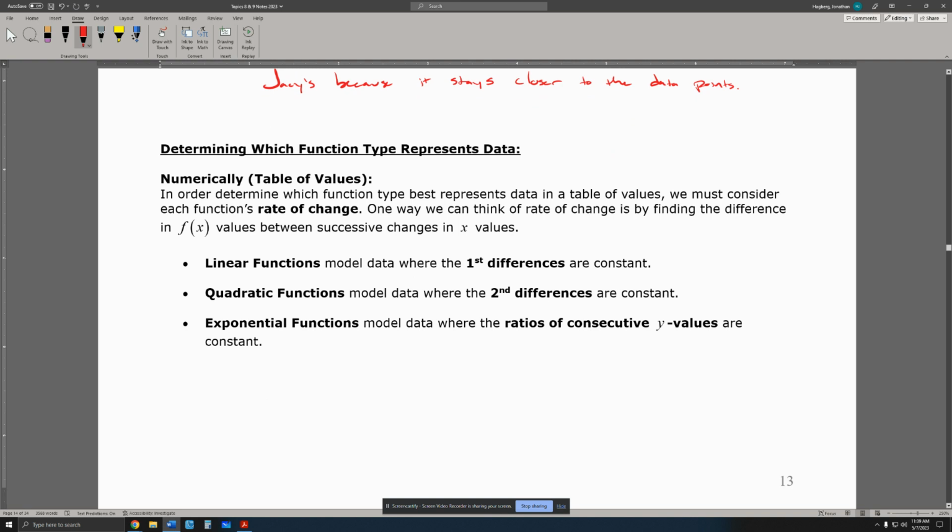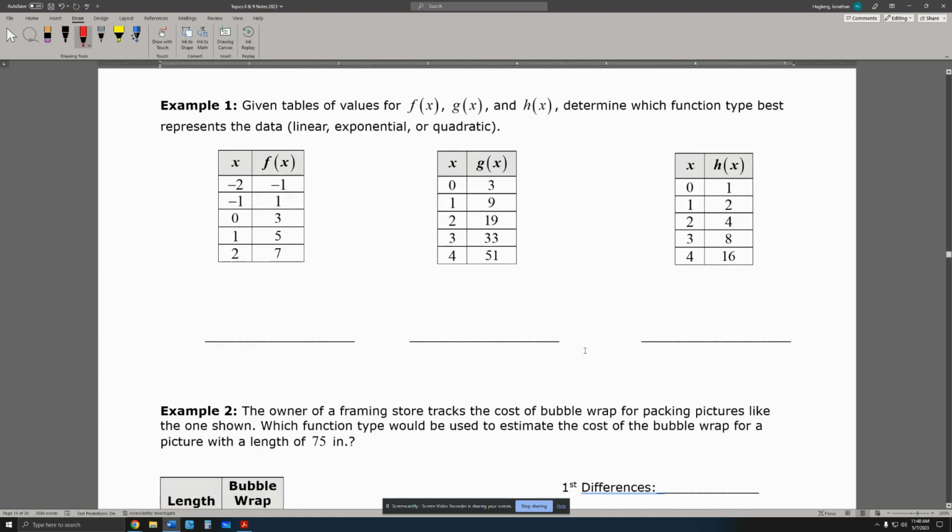One way we can think about rate of change is by finding the difference in f of x values between successive changes in x values. So as we increase the x values, what's going on with the f of x values? So for example, linear functions model data where the first differences are constant. Quadratic functions model data where the second differences are constant. And finally, exponential functions model data where the ratios of consecutive y values are constant. So let's take a look at what some of this means. Go ahead and flip the page.